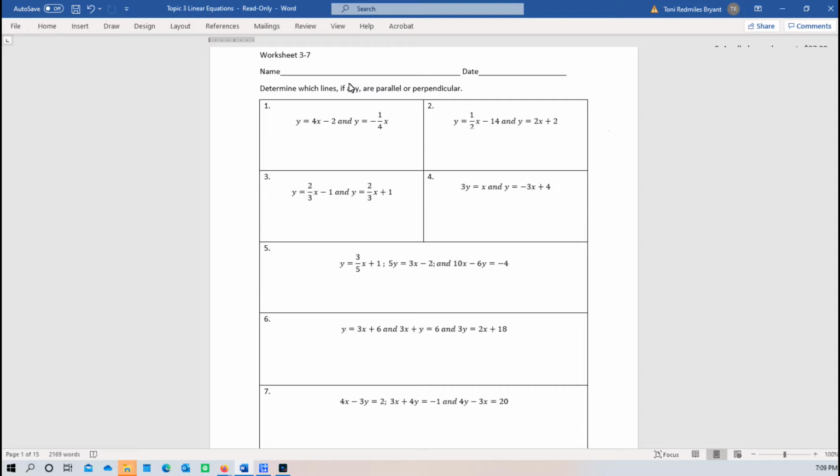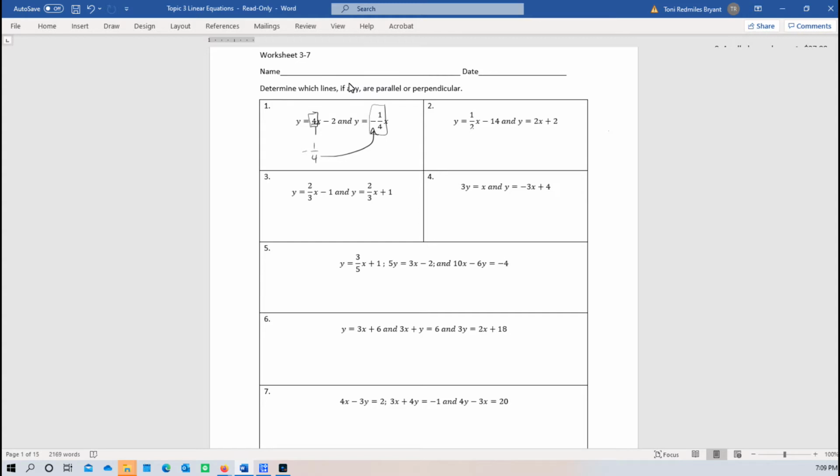So in this first one, we have to look at the slope first. Our slopes are not the same, so it's either perpendicular or it's nothing. And then we see, oh, wait a minute. The reciprocal of 4 would be flipping it to 1/4, and the opposite would be putting a negative on there. That's exactly what I have here.